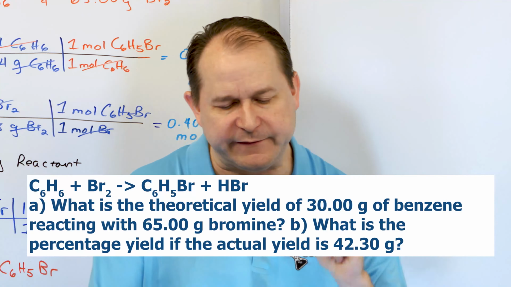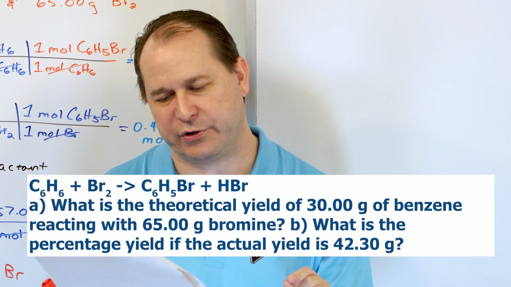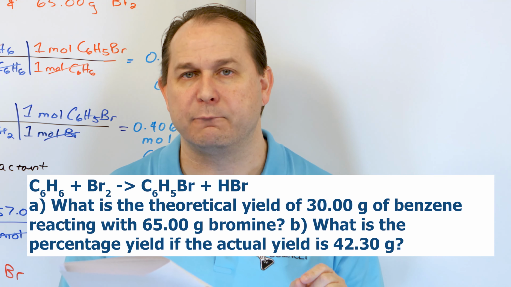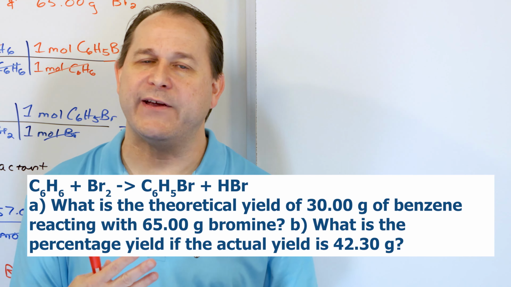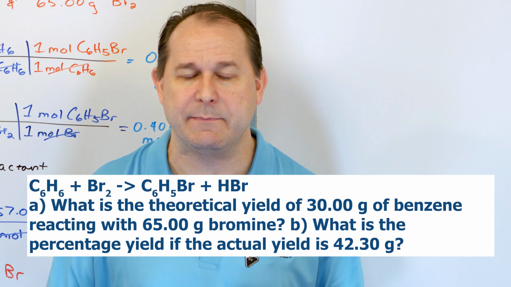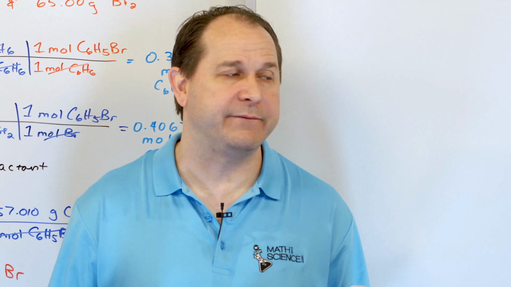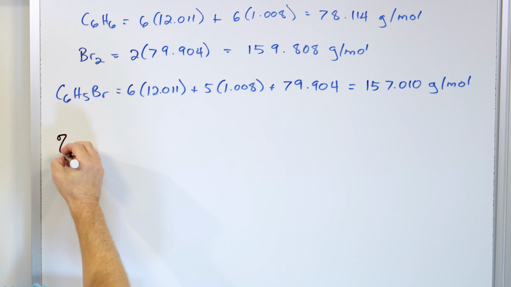Now, part B says, what is the percentage yield if the actual yield of the reaction is 42.30 grams of bromobenzene. So what we're saying is we've calculated in theory what will happen. Now we're saying we actually do this in a lab, but we actually are only able to collect 42.30 grams of this bromobenzene. What is the percent yield? So we'll say the percent yield.